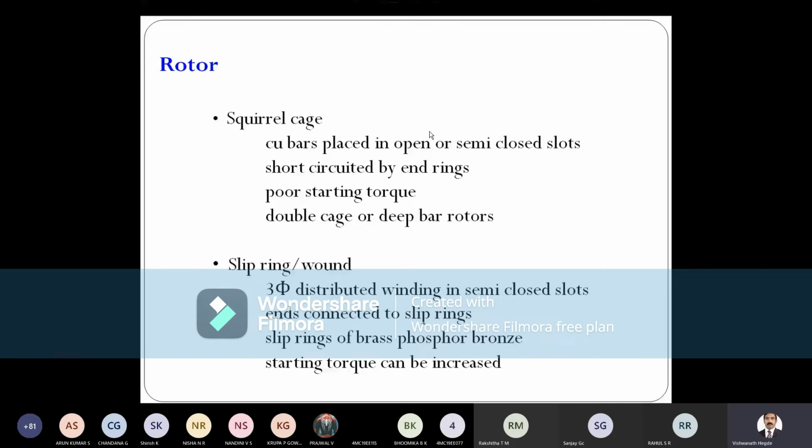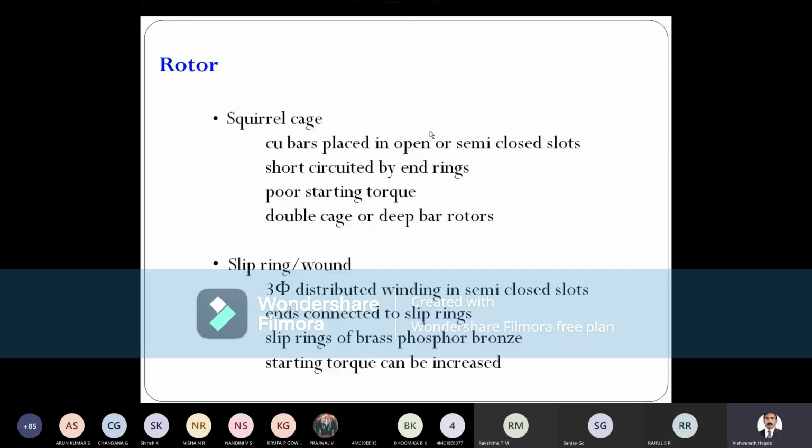The rotors are also made up of silicon steel laminations put together to make the rotor core. Okay. The rotor slots may be open or semi-closed or even closed. Open rotor slots are in case of large machines. Semi-closed slots are in medium machines, and closed slots are in very small machines.